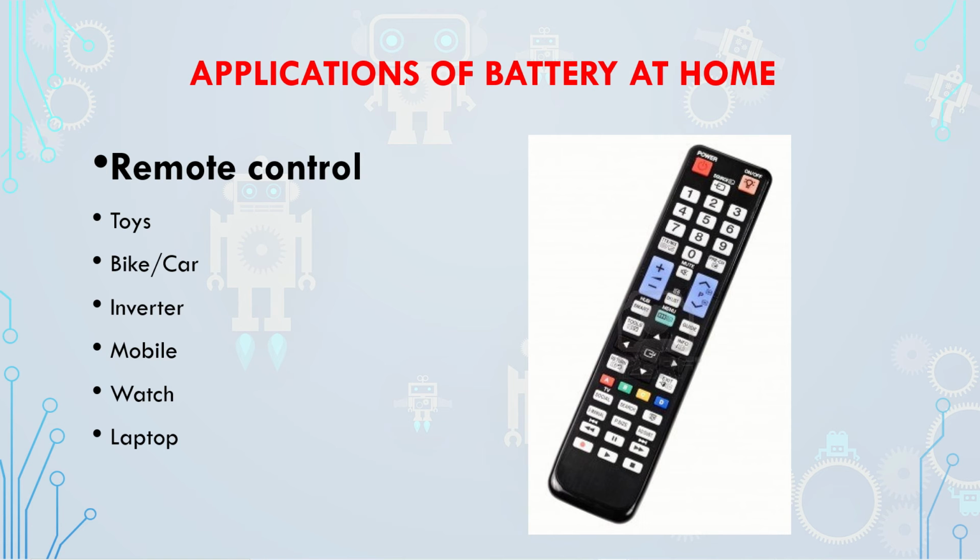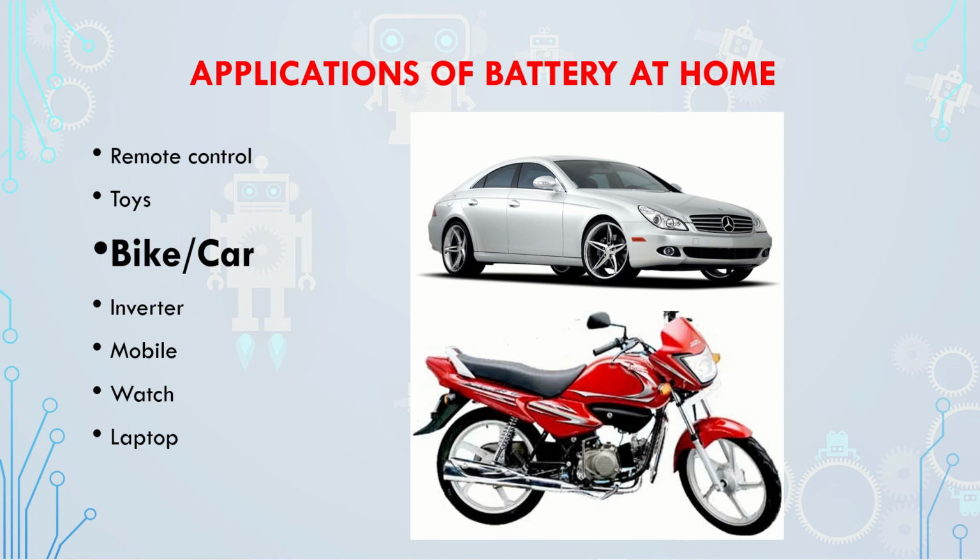Now, applications: where is the battery used at home? In remote controls we use a battery. Toys, bike and car. In a bike and car, the battery is not used for the tires, because the tires rotate with the help of the engine and petrol, not the battery. The battery in a car and bike is used for the headlight, the music system or AC. To start the bike we require the battery, to start the car we require the battery, but to run we require petrol.